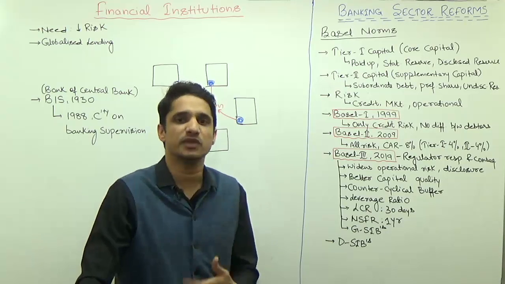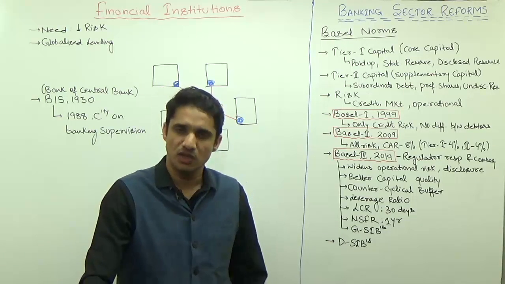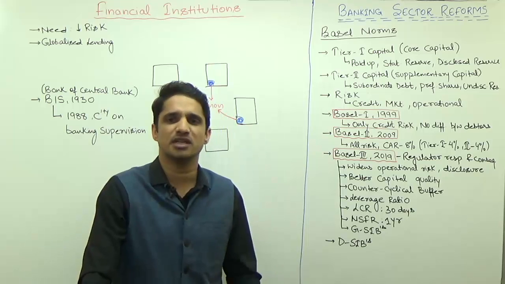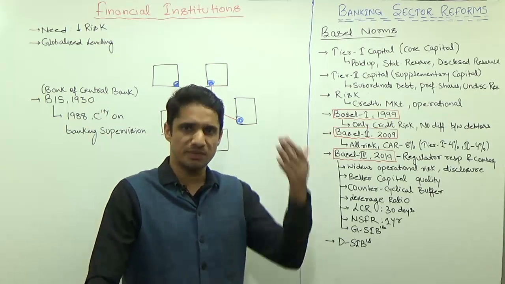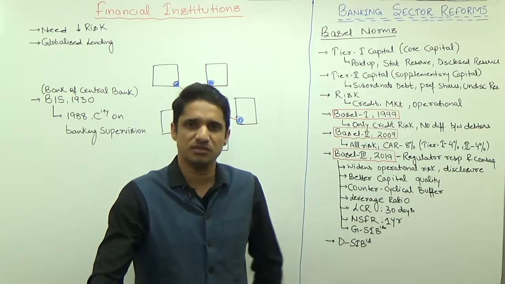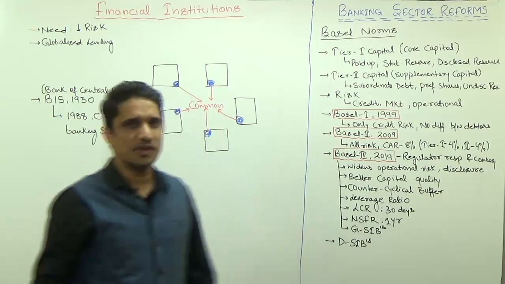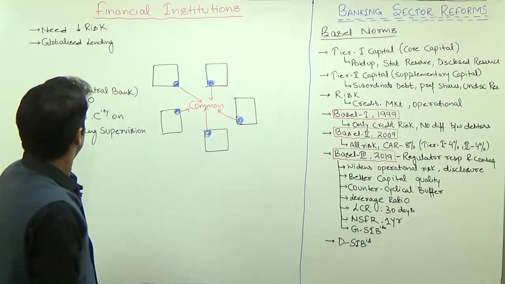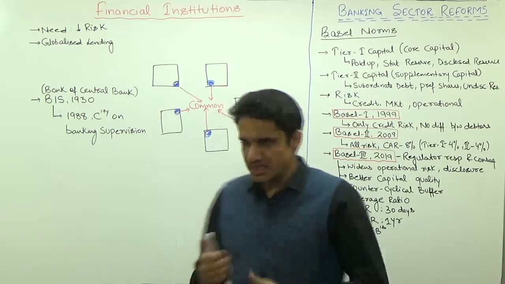What is capital adequacy ratio? The exact definition. Today we will discuss tier 1 capital, tier 2 capital, Basel 1, Basel 2, Basel 3, the new things in Basel 3, and some critical analysis of Basel 3. All these things we will discuss in today's lecture. First of all, we will discuss what is the need of Basel norms.